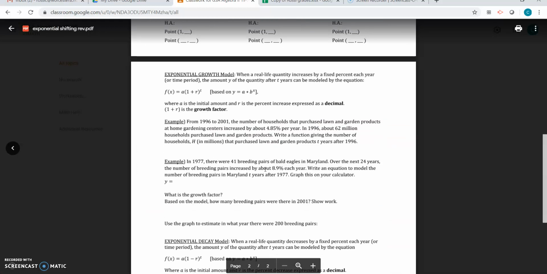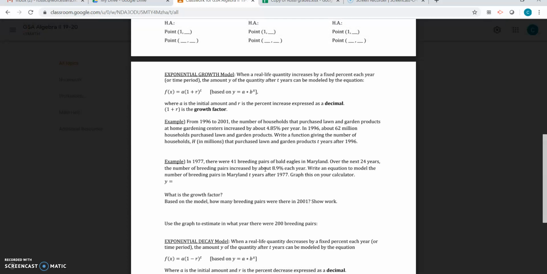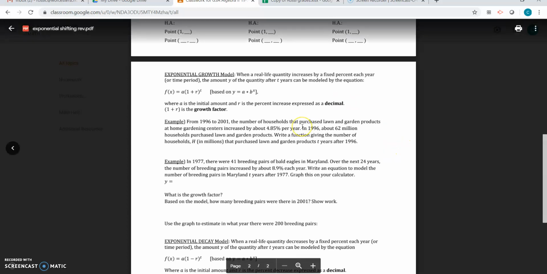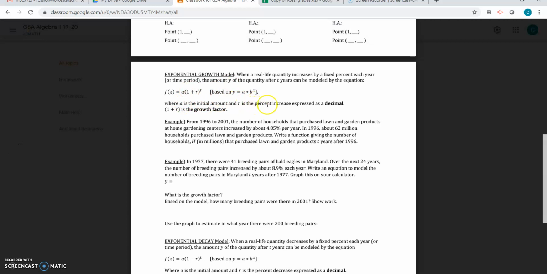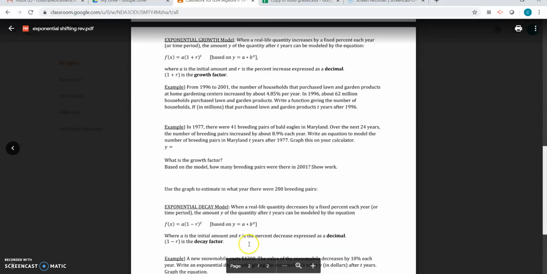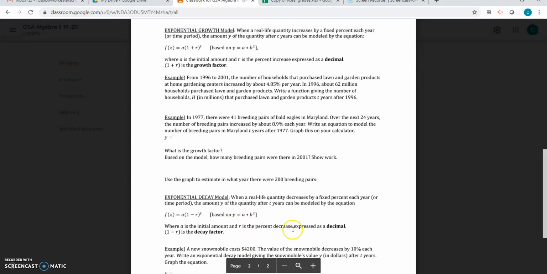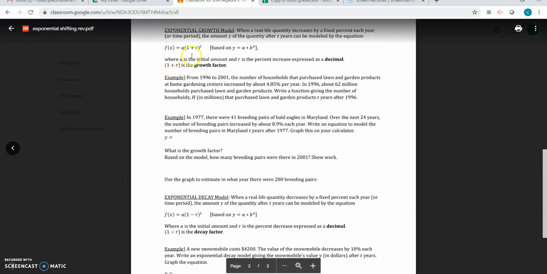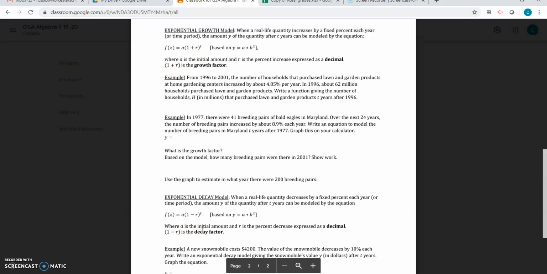exponential functions have a lot of applications, and unfortunately you're not able to do any of them in class, in your groups, and with me, but I'm just going to tell you what they are. We are going to need to know that A is the initial amount, which it says here. R is the percent increase, or down here if it's decay, R is the percent decrease as a decimal. That's very important. And 1 plus R is the growth factor, 1 minus R is the decay factor. So those are things we'll need to know.